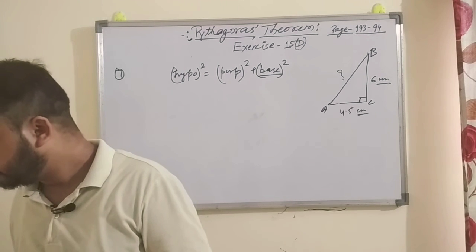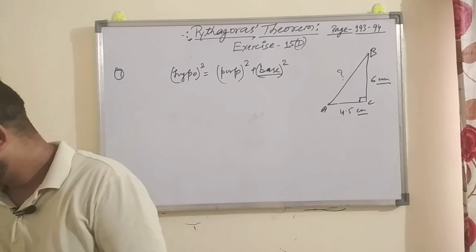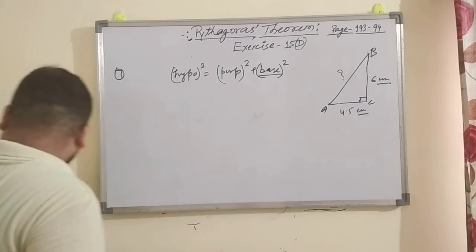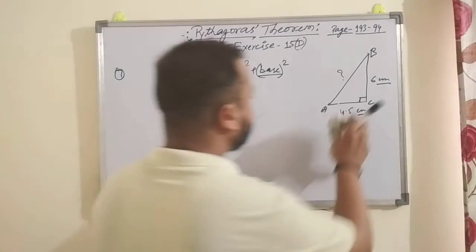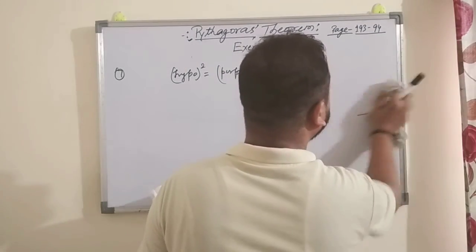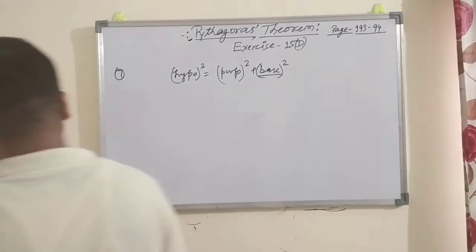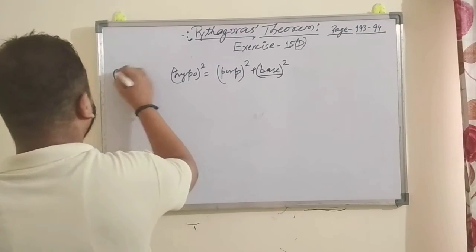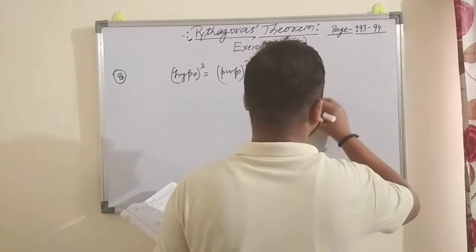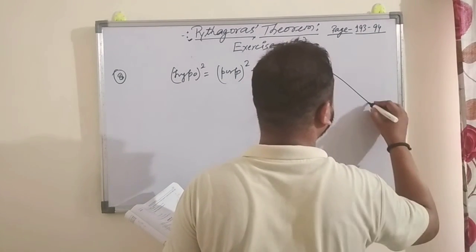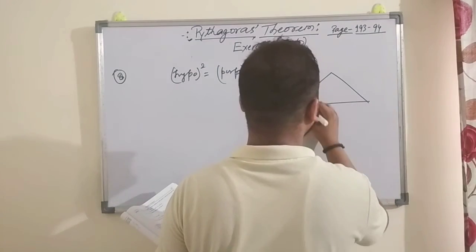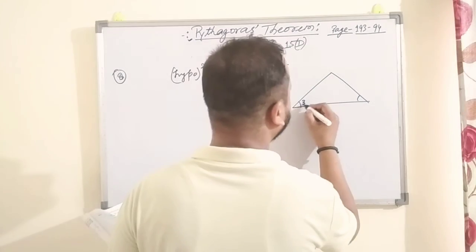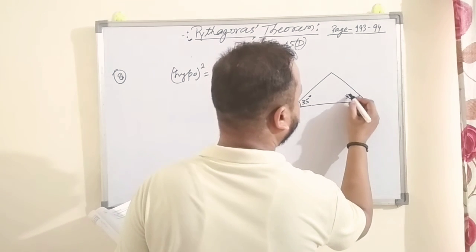Now come to question number 8. In question number 8, a figure is given, and here angles are mentioned. The figure is like this. These two angles are given as 35 degrees and 55 degrees.